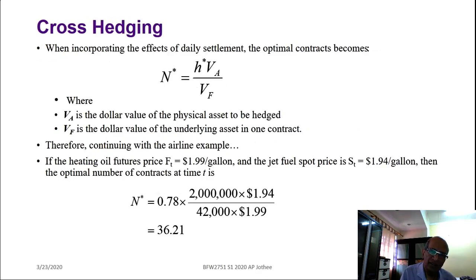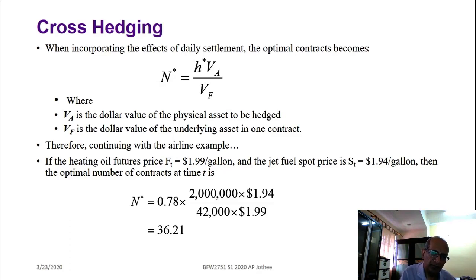Now, how do we calculate adjusting for the tail, the daily settlement? When we incorporate the effects of daily settlement, the optimal contract becomes this. Earlier, you used quantity on a very general basis. Now, when you use the value, it takes into account the daily settlements. You don't need to go for the daily rates, but it presumes them inside. The number of contracts, when you use the value, is H asterisk, the optimal ratio, times the value of the spot divided by the value of the futures. VA is the value of the physical asset, the jet fuel. VF is the value of the underlying asset, the heating oil.